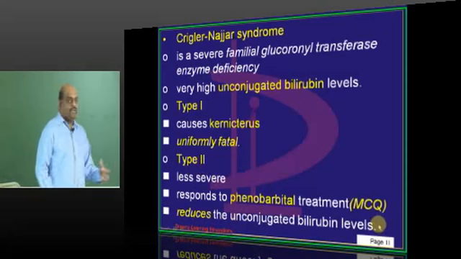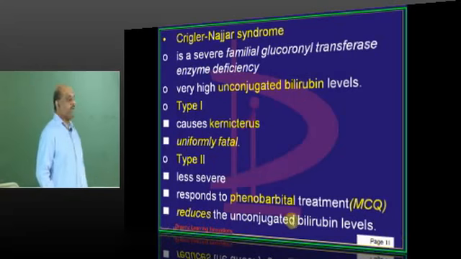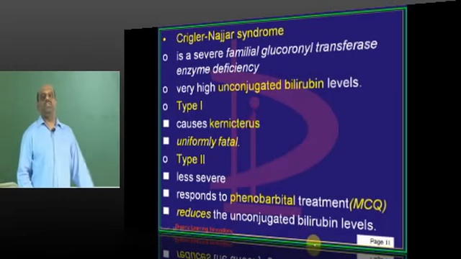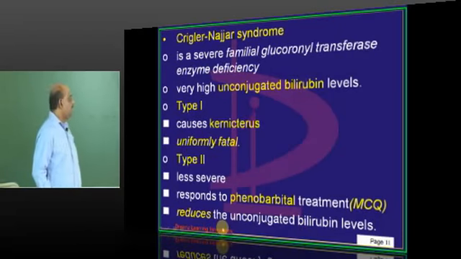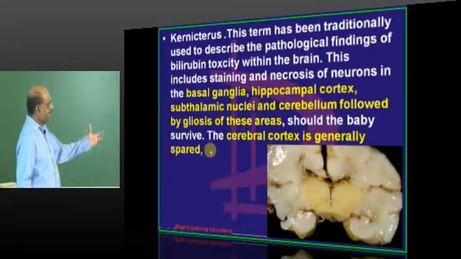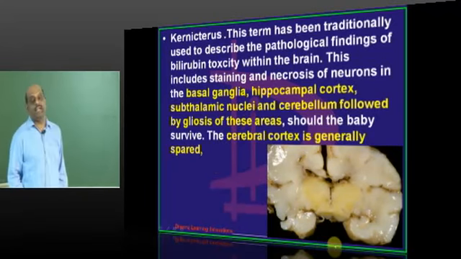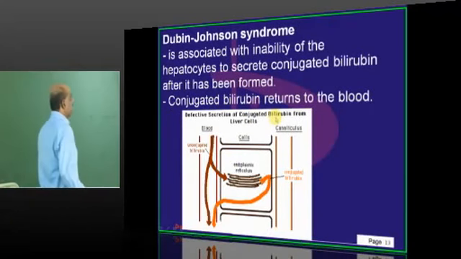In type 2 there are a few glucuronide transferase enzymes, so you can increase their amount by using a P450 inducer like phenobarbital, then the jaundice will come down. Then kernicterus is a real complication whenever you have bilirubin excess, where in the basal ganglia, hippocampus, subthalamic nucleus, in all these areas there can be deposition.